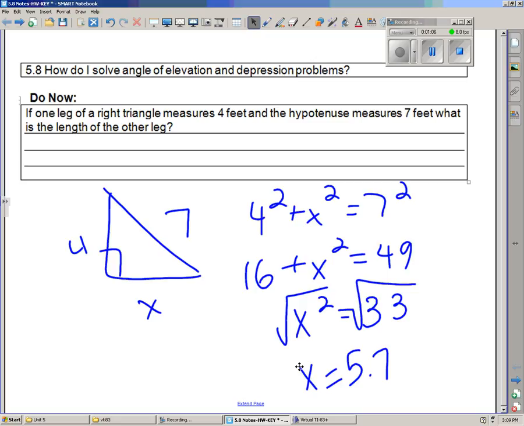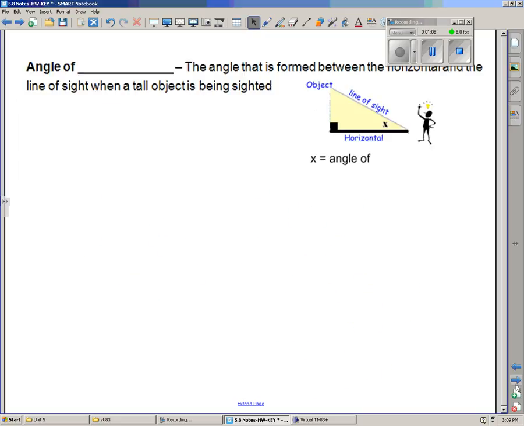When we get into angle of elevation and depression, the angle of elevation is going to be the angle that's formed between the horizontal and the line of sight when a tall object is being sighted. So basically, if you see this man right here, he is standing on the ground and he is looking up at an object. If he looks up at an object, that's what's highlighted in yellow. But if he were to look straight across, this is what we'd be looking at in green. The man should be a little bit lower. But the angle of elevation is that angle that's formed right in between that sight line going up and that horizontal line going across. Okay, so that's the angle of elevation.